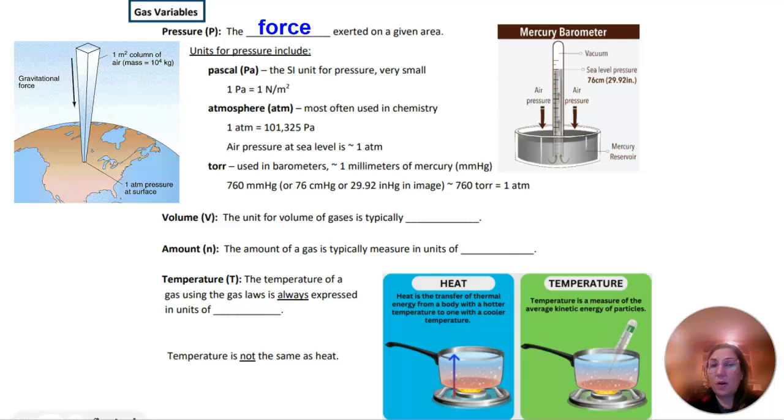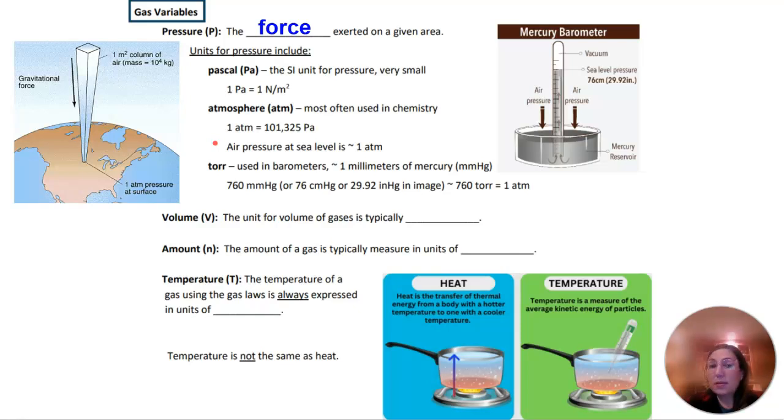It's really a very small unit. A pascal is a newton per meter squared. We actually most often use atmospheres. That's what we use in chemistry, and an atmosphere is 101,325 pascals. And so I've got a little image here to show you how an atmosphere would be measured. 1 atmosphere of pressure is the force due to gravity of a meter squared column of air through the whole atmosphere. So air pressure at sea level is about 1 atmosphere.